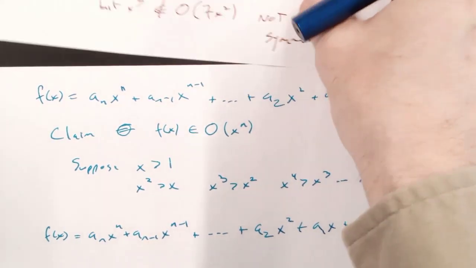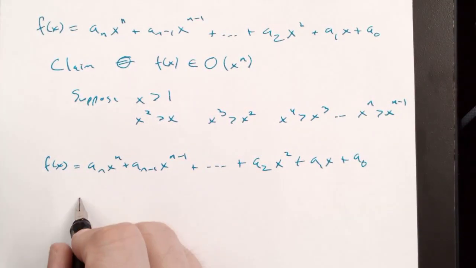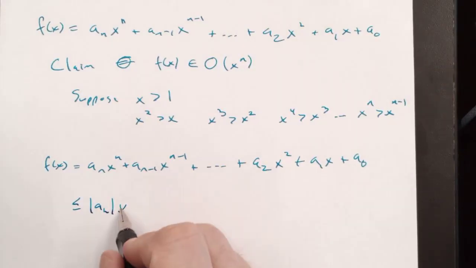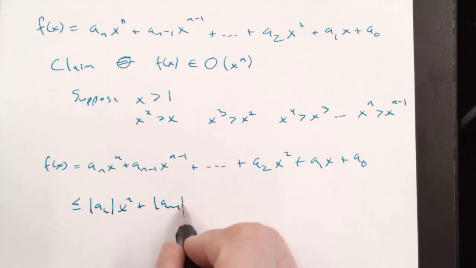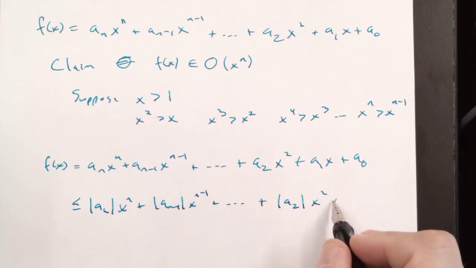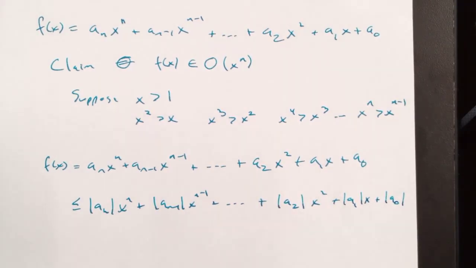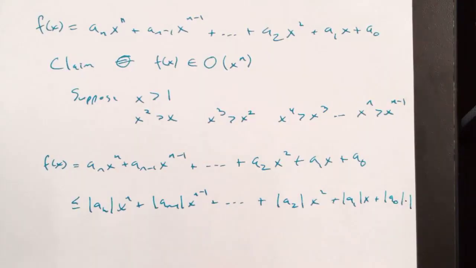That a0 on the end, that's a number, right? If any of these numbers are negative, I'm going to replace them by their absolute value. This is definitely less than or equal to absolute value of an, x to the n. Absolute value of an minus 1, x to the n minus 1. Absolute value of a2, x squared. Absolute value a1, x. Absolute value a0. Those are all positive numbers. That a0 on the end is multiplied by 1 times 1.